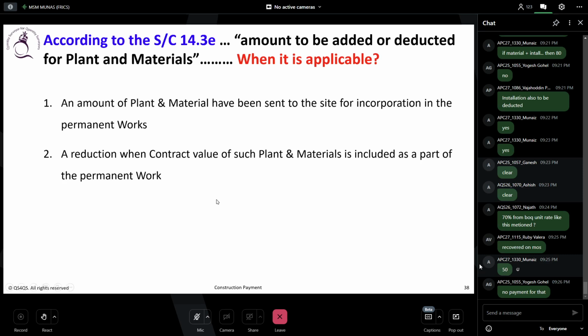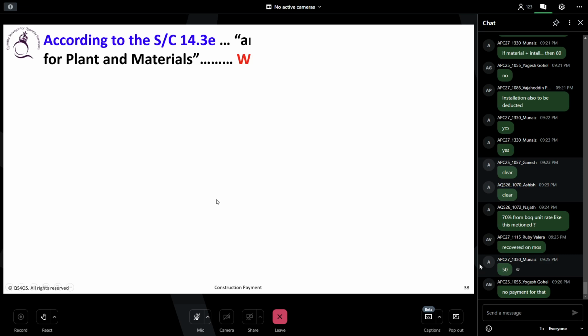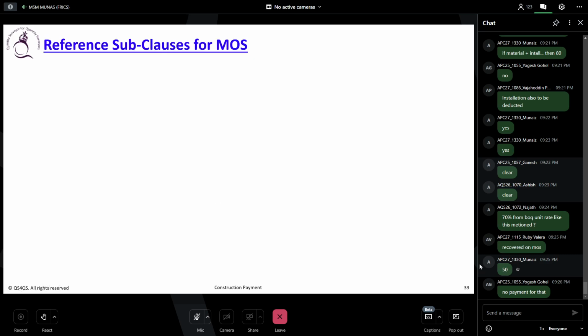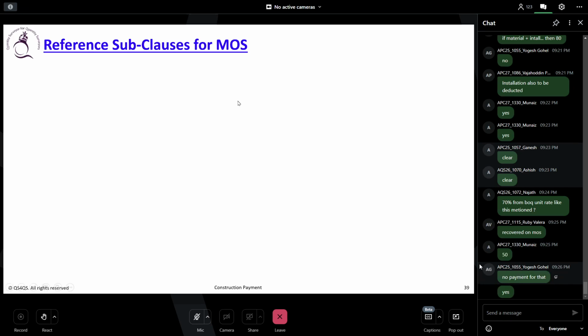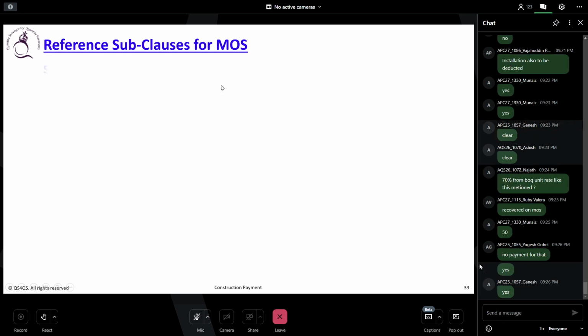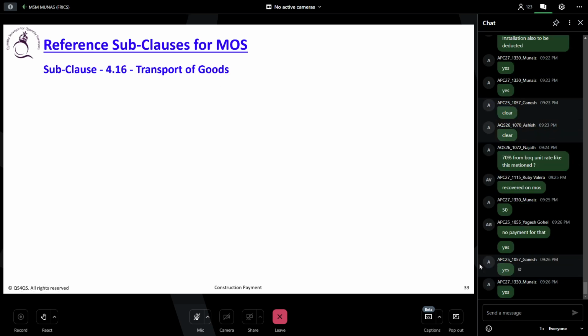Yes. Some reference subclauses regarding the material on site. Can we have some more discussion for another 10-15 minutes? I don't know how many slides there are for this. Okay, so subclause 4.16. All of you go to that.